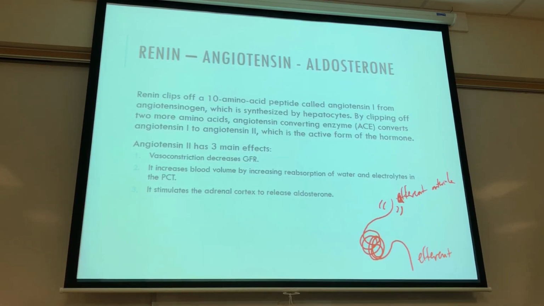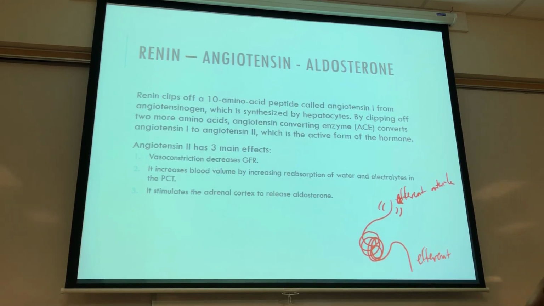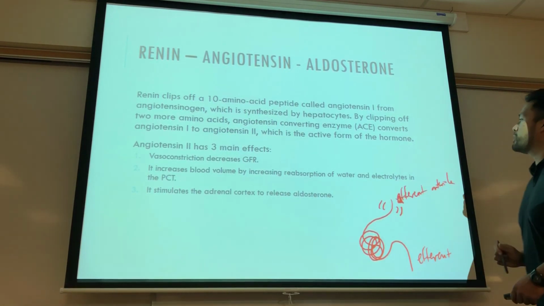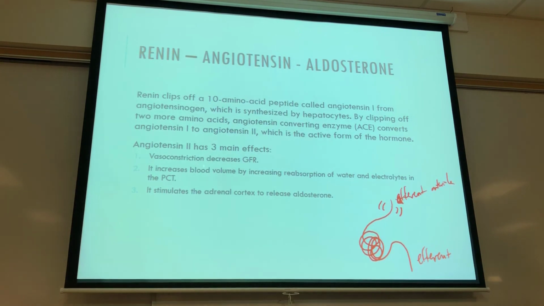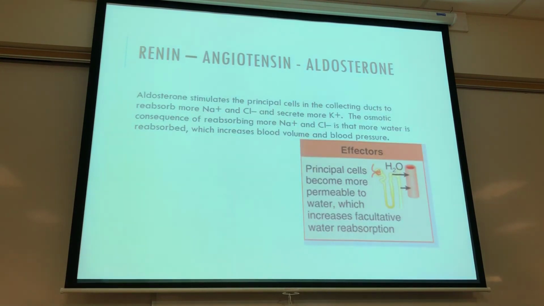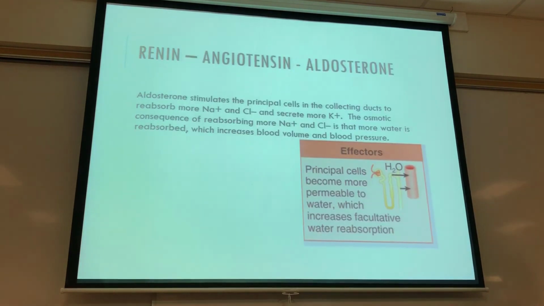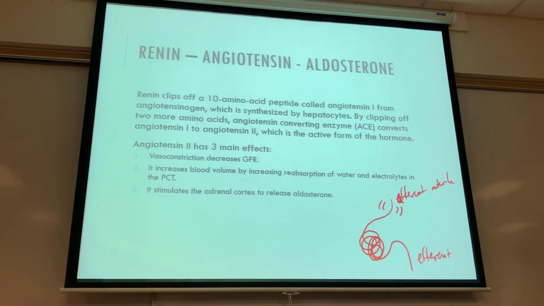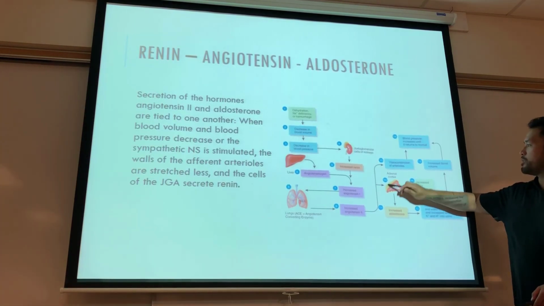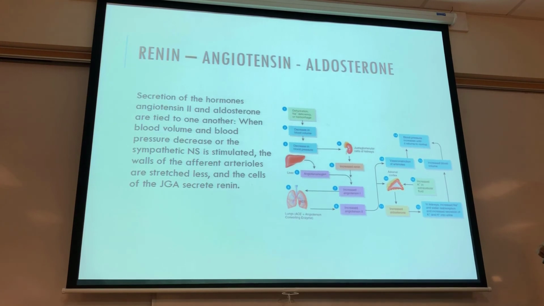Where else does angiotensin II come in? It increases blood volume by increasing reabsorption of water and electrolytes in the PCT. So that's where it plays a role to increase water reabsorption. It also stimulates the adrenal cortex to release aldosterone. Angiotensin comes into the adrenal cortex, and that's where we get aldosterone.